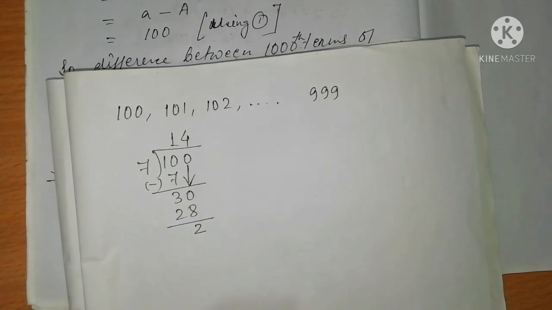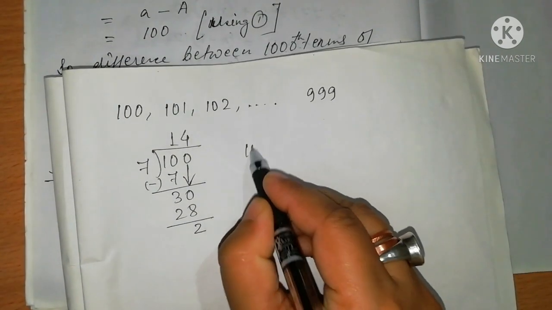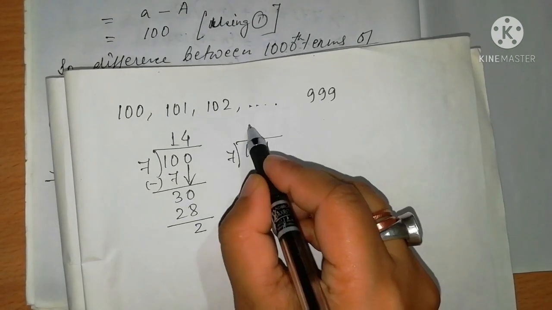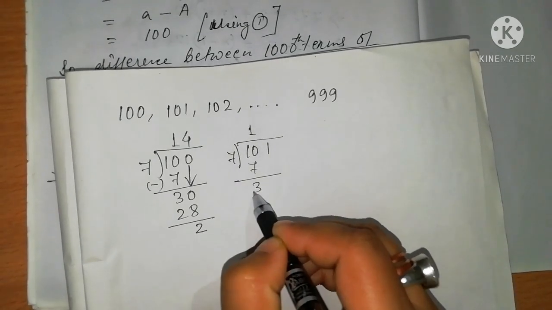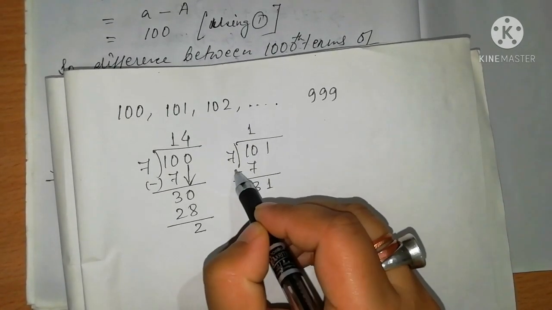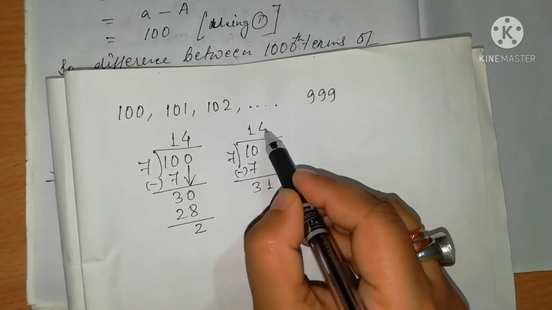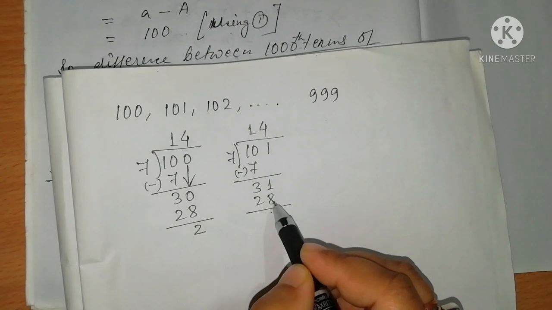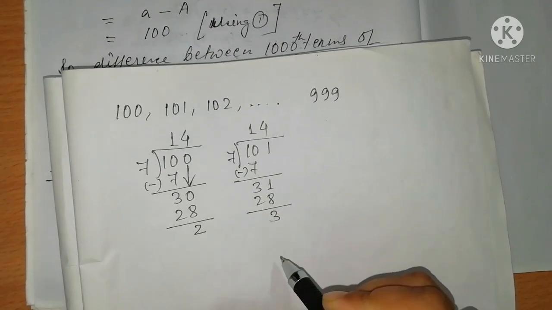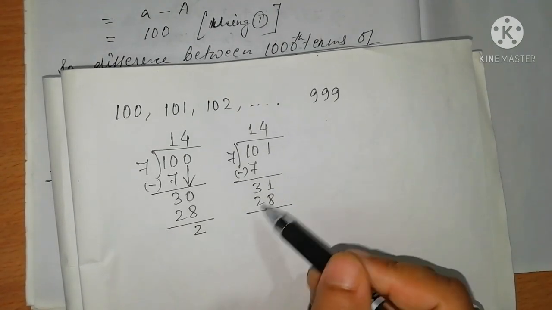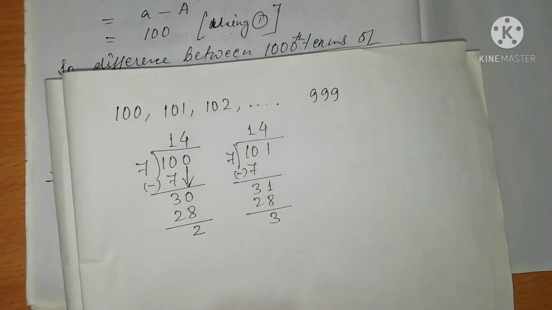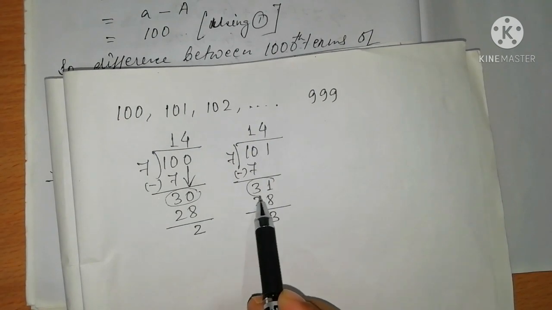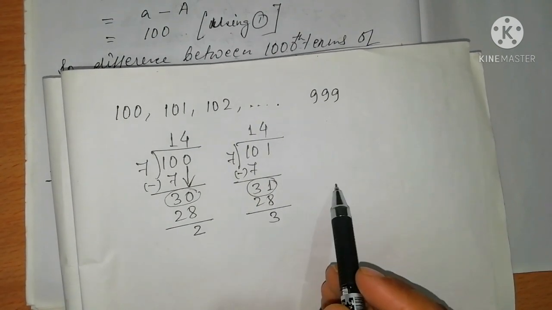Okay. Then for 101, let me divide by 7. So 7 1 is 7. 31. 7 4s are 28. We'll get 3. So this is also not divisible. So you can see a number 30, 31. Then next it will be 32.